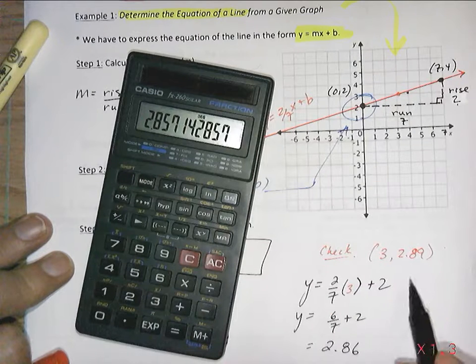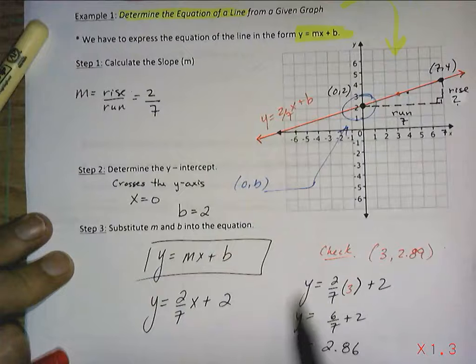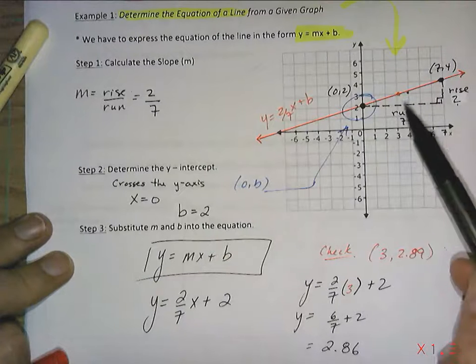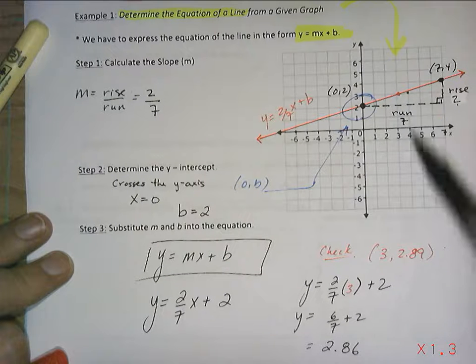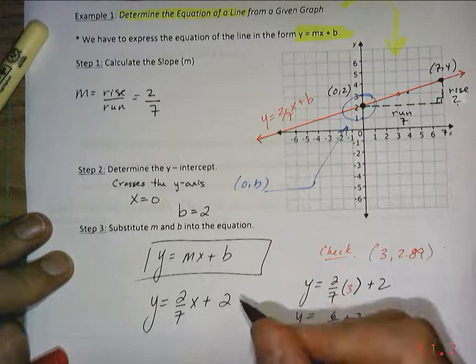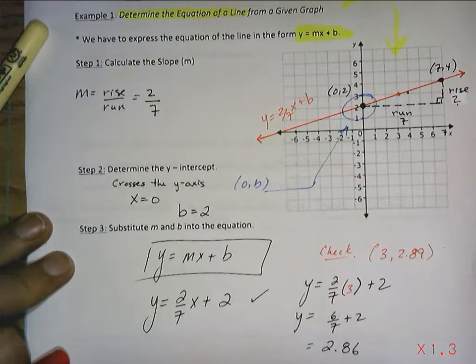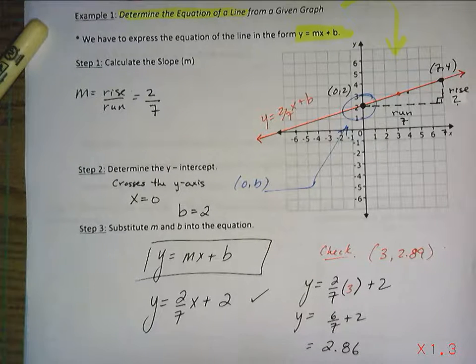That's pretty darn close. So yes, this is working out, and notice that this point is just a little bit less than 3. So I'm fairly confident in my answer, and I'm good to go. I'll stop the video here and then do the next page.